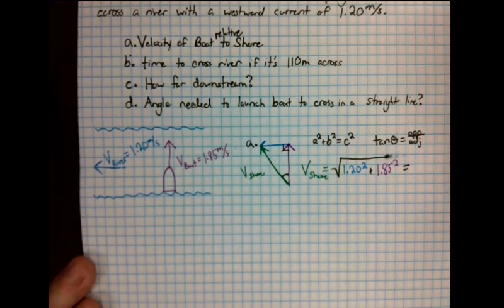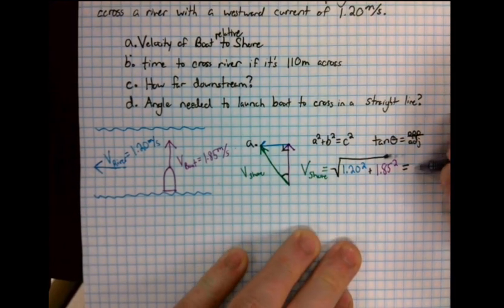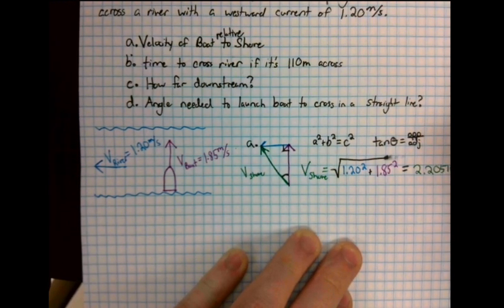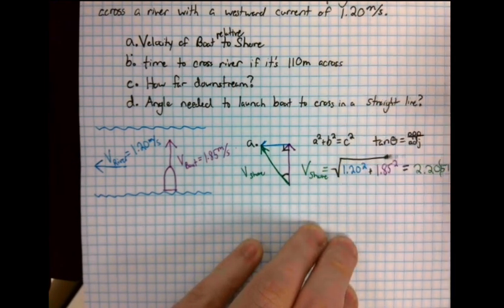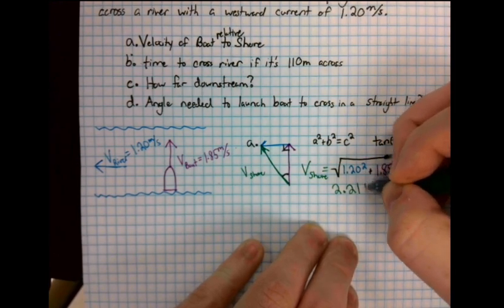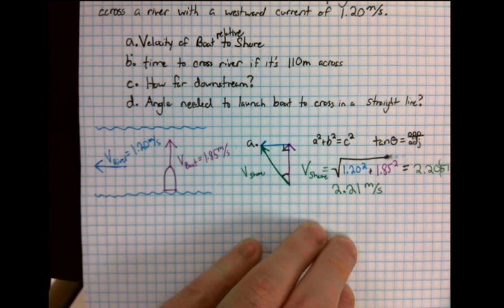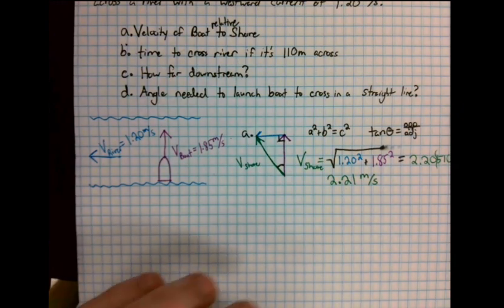So make sure I got the right color there. So I've got 2.205107707. 3 sig figs is the notion in our question. So our velocity relative to the shore is 2.21 meters per second. Now we need to describe the angle for this.